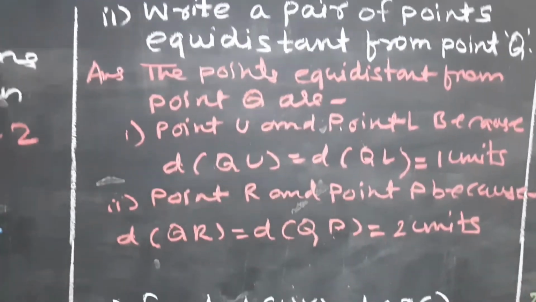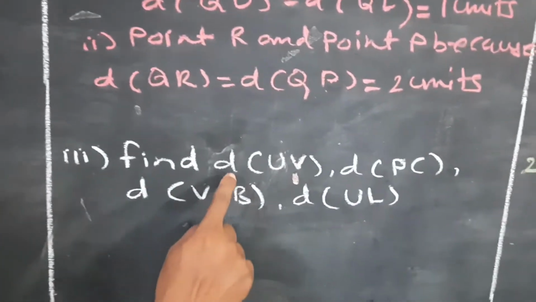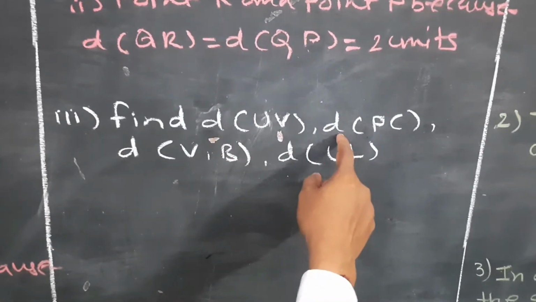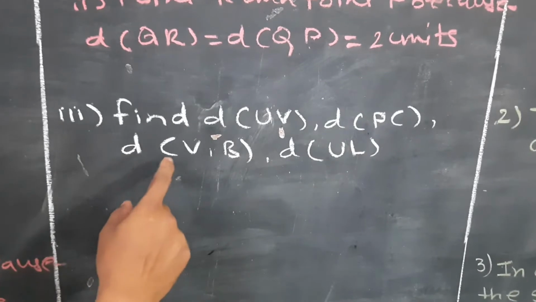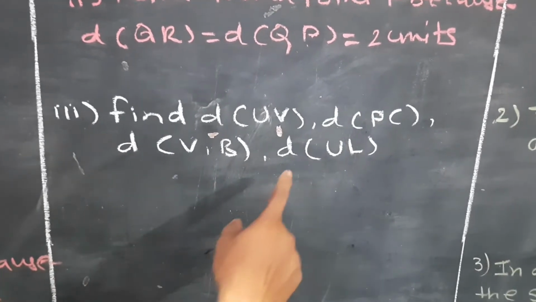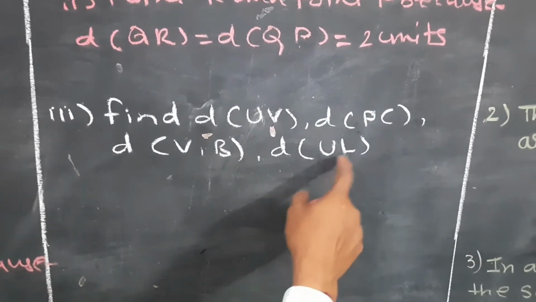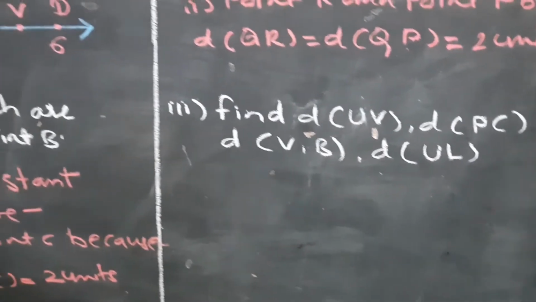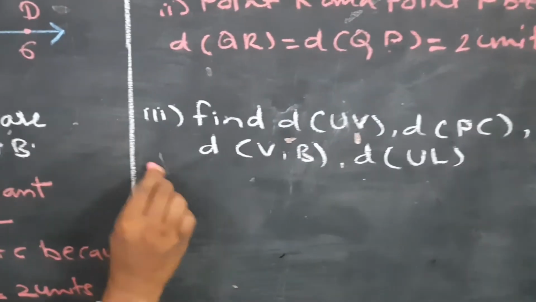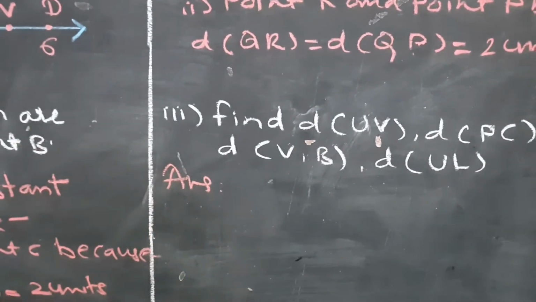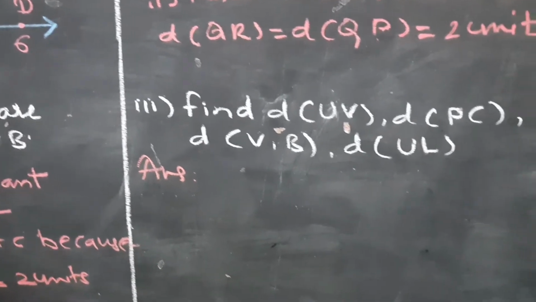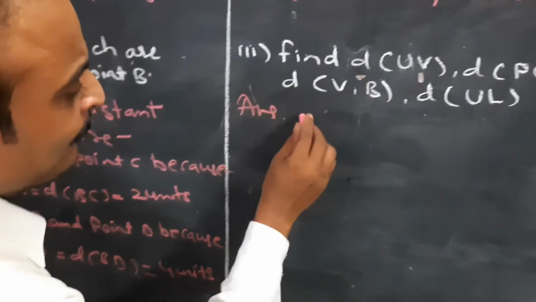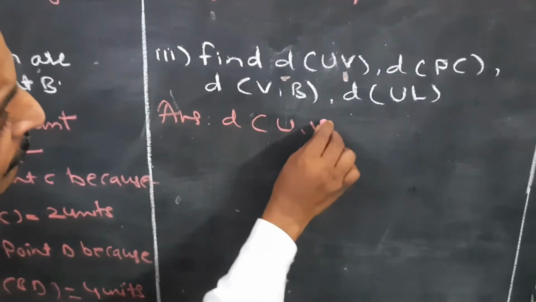Now the third question is given here. Find the distance UV. Second, the distance of points P and C. Third, the distance of points V and B. Fourth, the distance of points U and L. I am going to solve only the first one here, and the remaining questions you have to do by yourself. It is very much related to our previous part 1 or part 2. So first you have to find the distance UV.